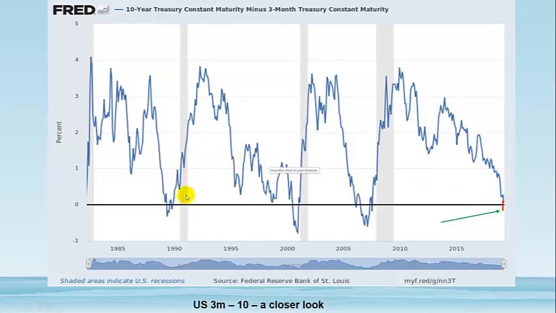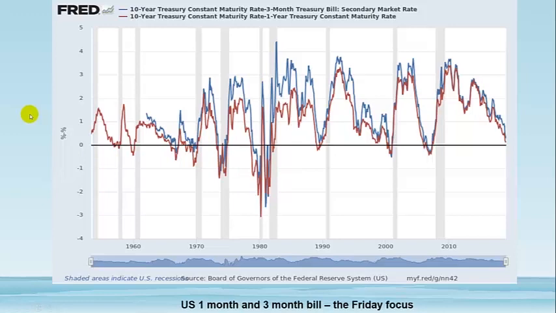And as you can see, when you go back, 3-month 10s, when you've had inversions, you've had recessions. Inversion, recession, inversion, recession. Now we have inversions. Now remember, there is quite a lag here between an inversion and a recession. However, the more the rest of the curve inverts, the greater the chance of a recession.